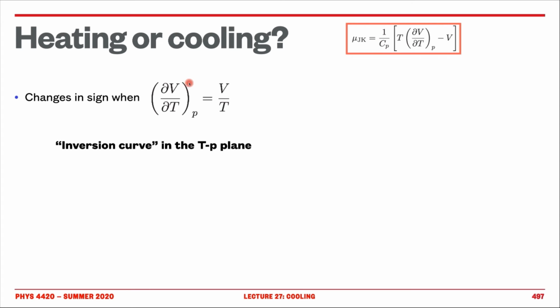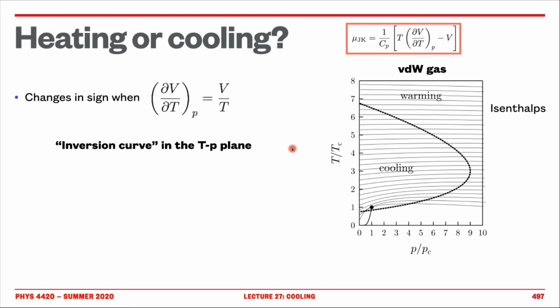So the points in the system where this is going to be true form an inversion curve. An inversion curve is usually a curve where, if you go on one side of the curve, you get one behavior, and if you go on the other side of the curve, you get the opposite behavior. So let's try to see here that those two behaviors are warming and cooling. The best way to do this is to plot it.